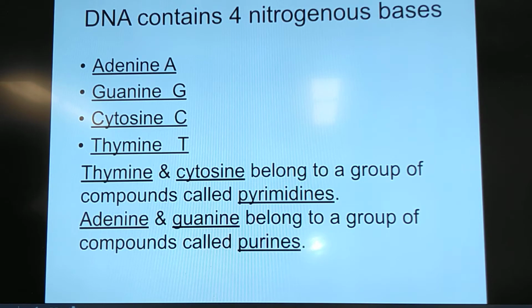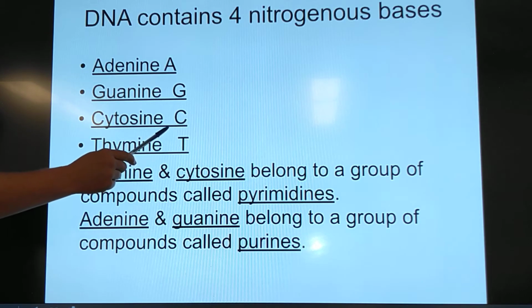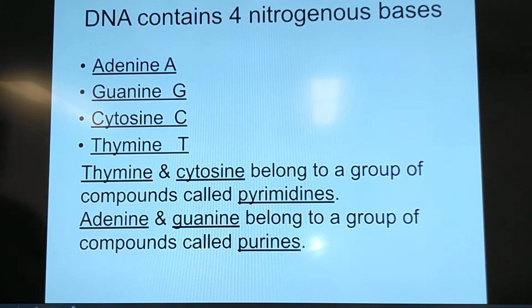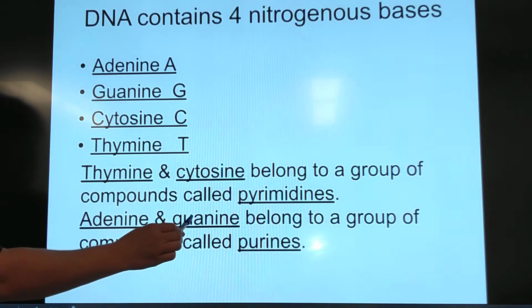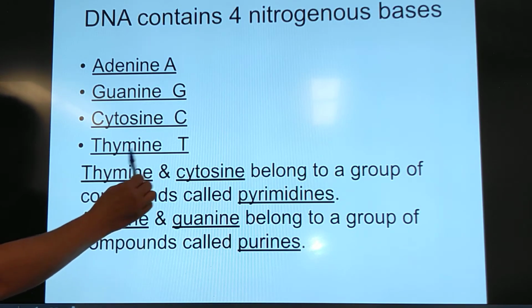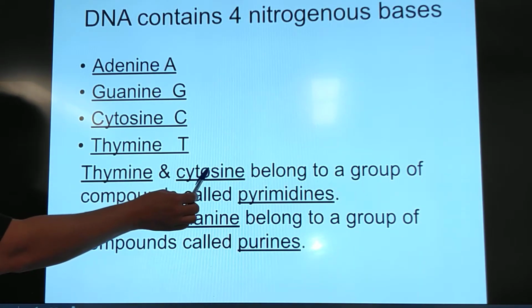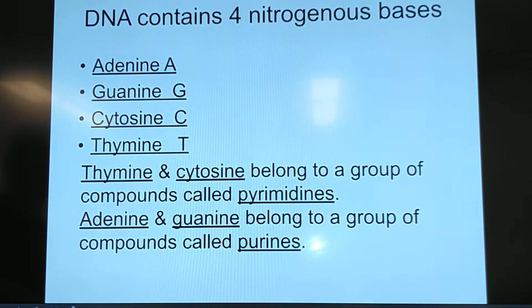And there we go. DNA contains adenine that we're going to represent with A, guanine that we represent with G, cytosine that we represent with C, and thymine that we represent with T. The thymine and cytosine belong to a group of compounds that we call pyrimidines, and we're going to look at their structures in just a second. Adenine and guanine go together. We call them purines. So you're always going to have a purine bond with a pyrimidine. Adenine is always going to bind with thymine, and guanine is always going to combine with cytosine. So adenine to thymine and guanine to cytosine. Every time, a purine to a pyrimidine.